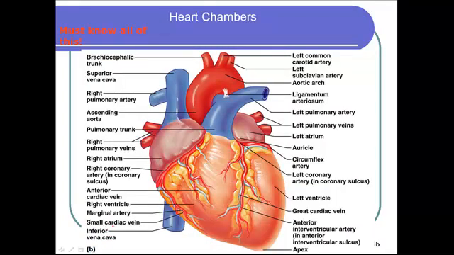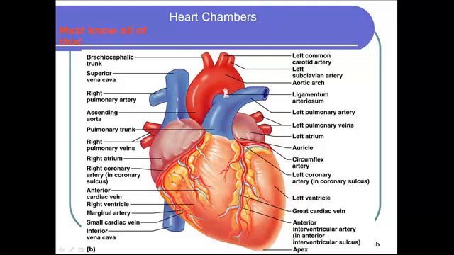So here's the gross anatomy of the anterior heart, and it looks like there's a lot to know, but once you get used to it, it's not all that bad. This is the right atrium here. This is the right ventricle. This is the left atrium. This is the left ventricle. And here's that anterior interventricular artery that we talked about. This is the circumflex. This is the right coronary artery here.